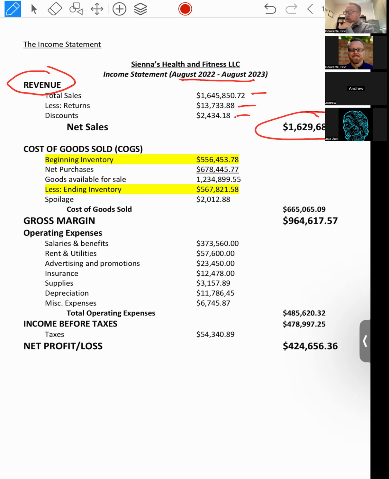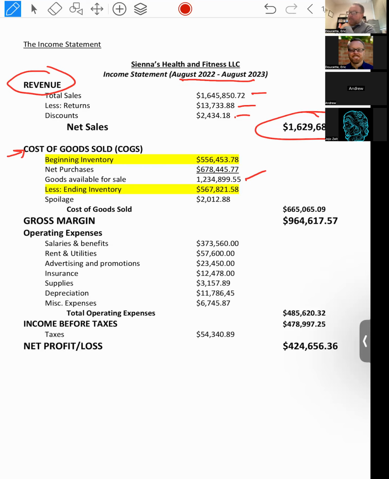Now, this is where inventory comes in, what we call cost of goods sold. So this is where I'm calculating the actual cost for me to make the products that I make, the materials that go into it or whatever. And so we call that beginning inventory. Beginning inventory is everything that I have at the beginning of that year, August 22. I had $556,000 in inventory. And then over the course of that year, I purchased another $678,000 worth of inventory or goods or materials or raw materials or whatever it was. So I have a total goods available for sale, finished goods, of 1.2 million.